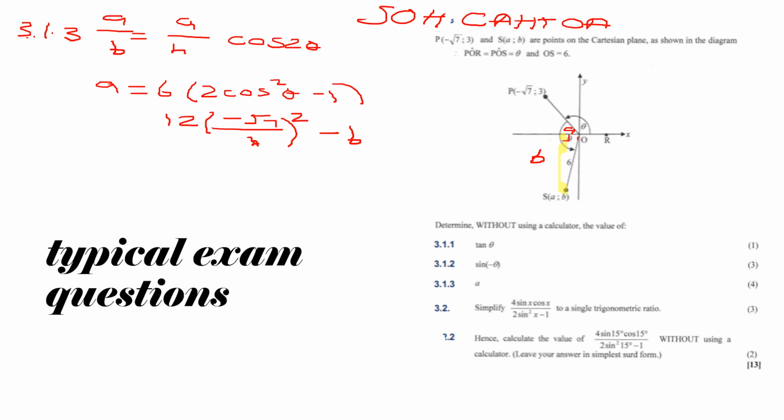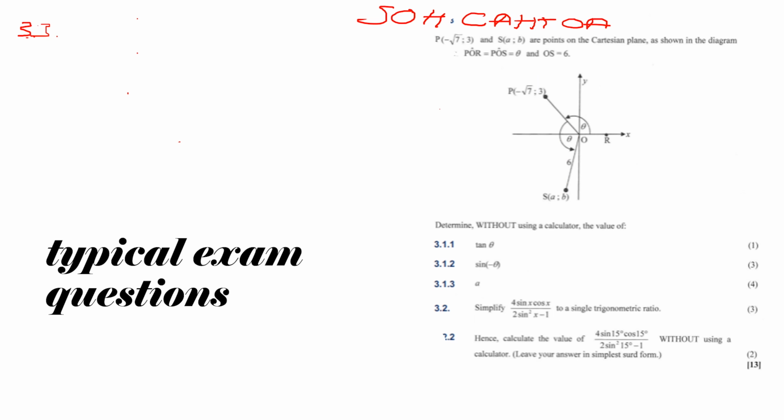Which will then equal 21 over 4 minus 24 over 4, which simply equals negative 3 over 4, and that is 3.1.3. Then I would like to encourage you to do 3.3 on your own.